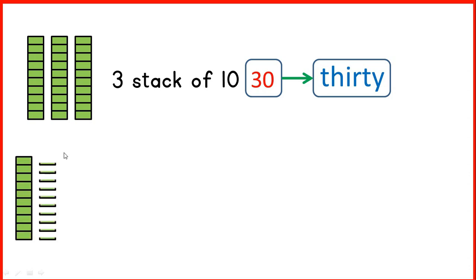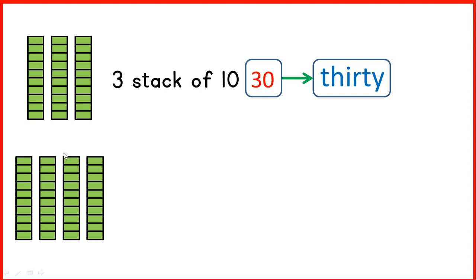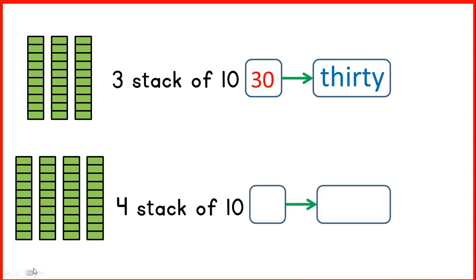One stack of 10, two stack of 10, three stack of 10 and four stack of 10. 4 stack of 10 means 10, 20, 30 and 40. 4 stack of 10 means 40. Now write 4 stack of 10. Right here, right in this box, 40.